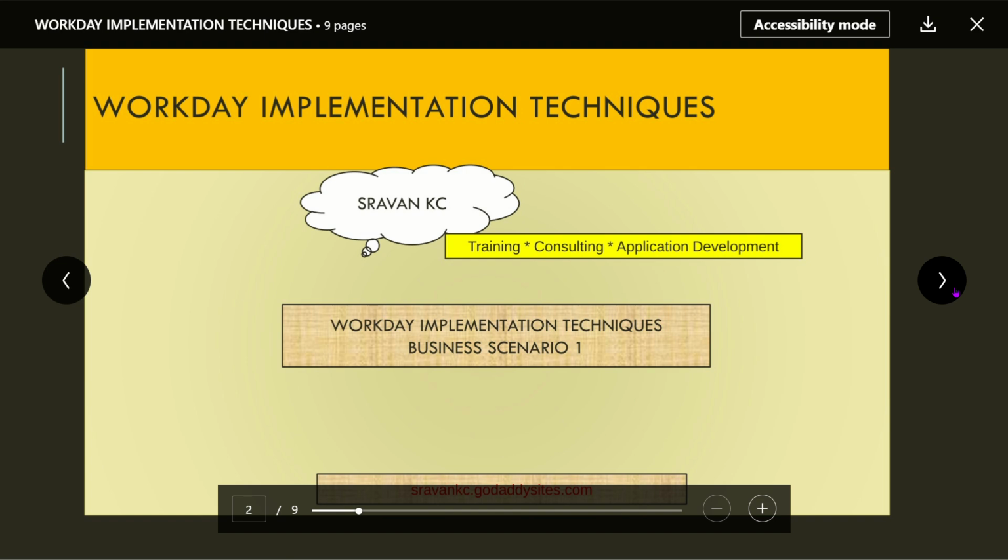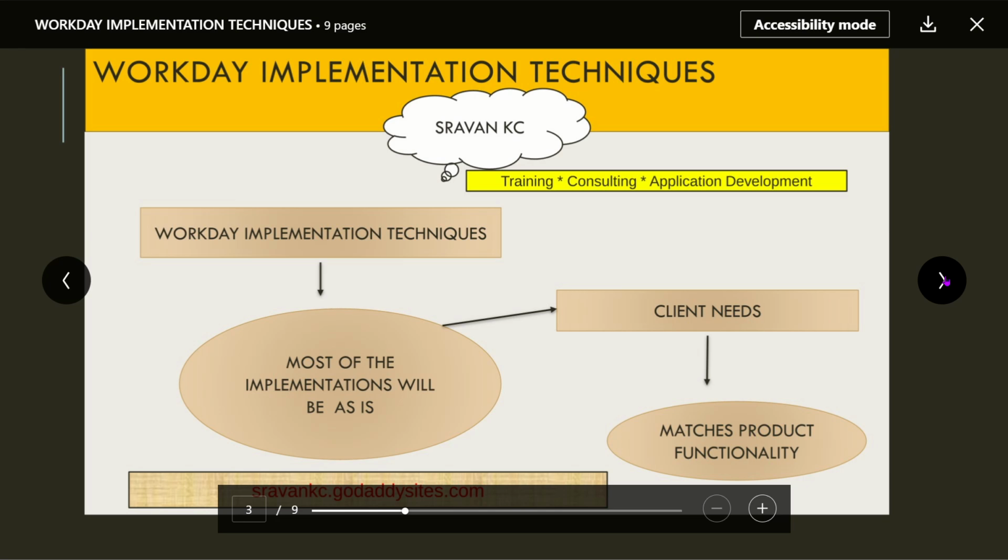The implementation techniques are captured in the form of a business scenario. Let me present the first business scenario of Workday implementation techniques. Most implementations will be as-is in the industry. When the business requirement study of the client is captured and documented, in most cases it will be as-is. Otherwise, you need to customize it as per the client's need.